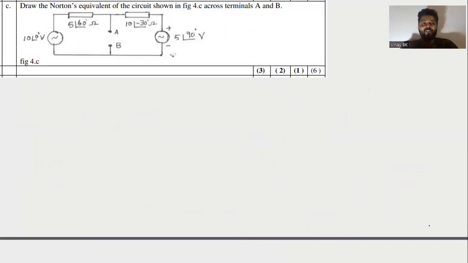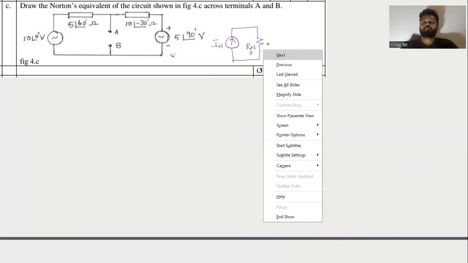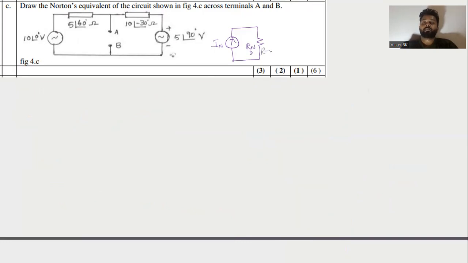So now here you need to draw the Norton's equivalent circuit. Norton's equivalent circuit is nothing but a current source IN connected in parallel to RN, that is nothing but RTH, across the terminals A and B. So for the Norton's equivalent circuit, first you need to find the value of IN. That is nothing but the short circuit current.